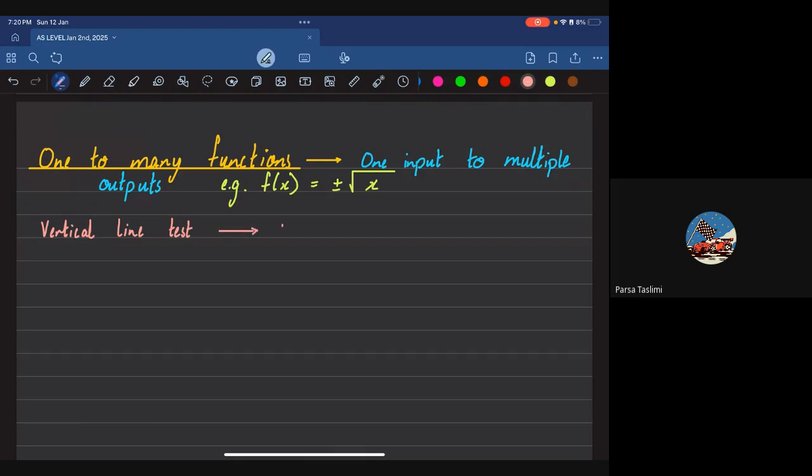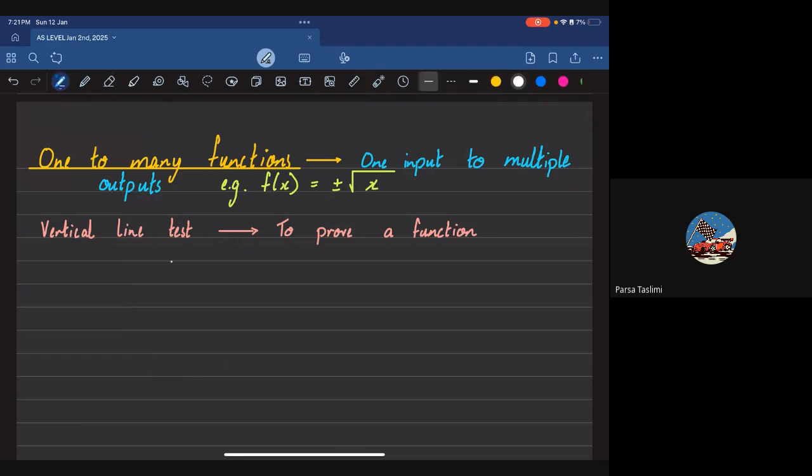to prove a function, because we said that every relation is a function. Every function is a relation, but then not every relation is a function. So to prove a function, we conduct something known as a vertical line test. What is that?